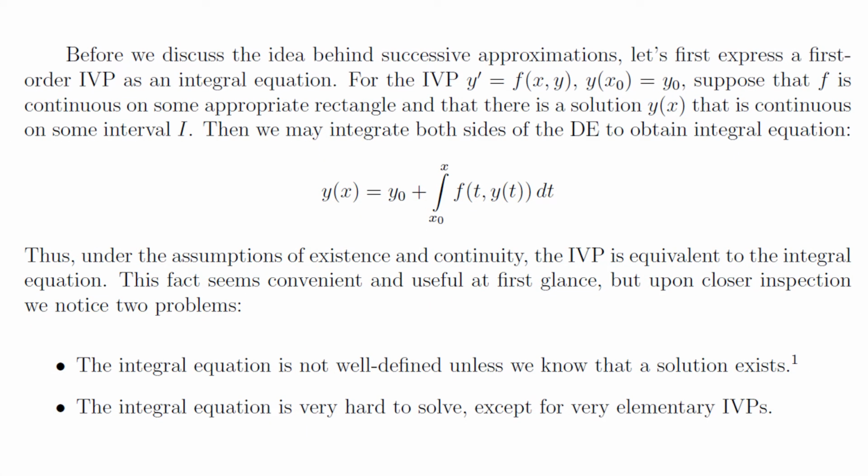Now, before we discuss the idea behind successive approximations, let's first express the differential equation that we had, and remember that was y prime equals f of x, y, and y at x0 equals y0, and suppose f is continuous. Then there's a solution. Well, we could just integrate both sides, integrating with respect to x, but here I'm showing it as t. Now, if we did that, when we integrate y prime, we're going to get y. And on this side, when we integrate from x0 to x, that's what we get.